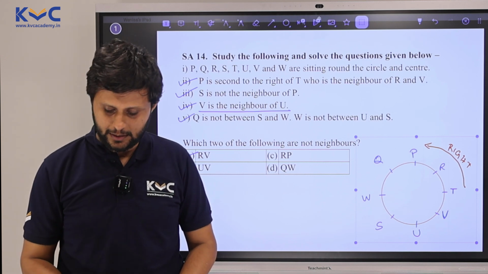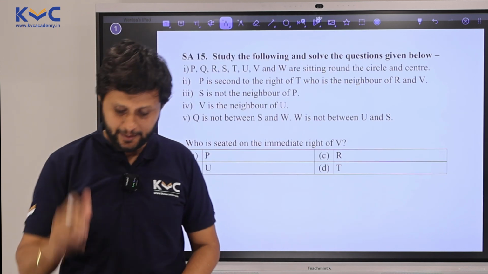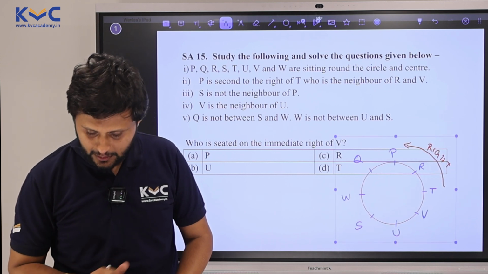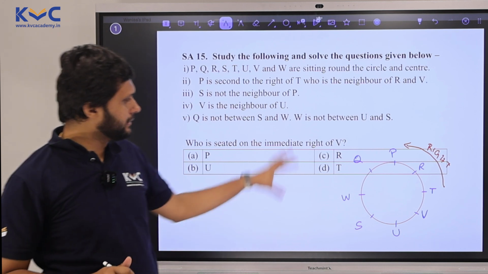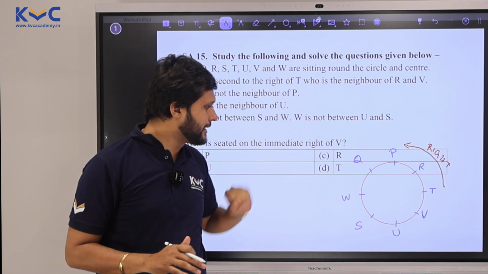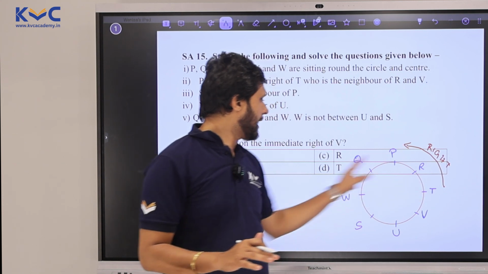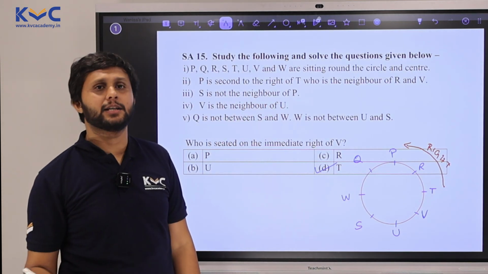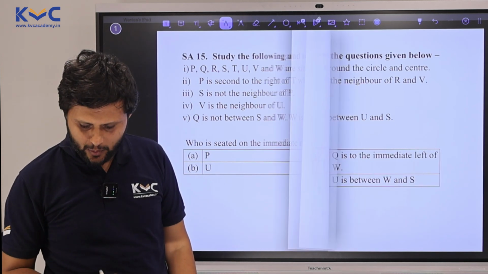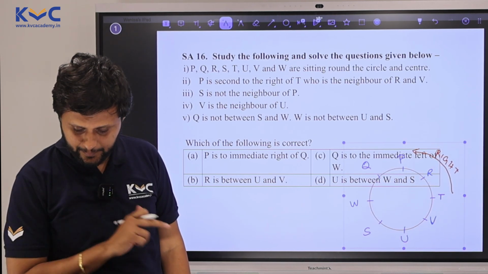Since this is the common data for the questions to follow, I'm copying this. We can move to the next question, question number 15, and I will paste it over here. It may not come on the blank screen, but that's fine, we can understand. Who is seated on the immediate right of V? V is over here and right is anti-clockwise direction. Answer is T. Option D. Again, I need the same data for the next question. I'll paste it over here. Yes, it comes.